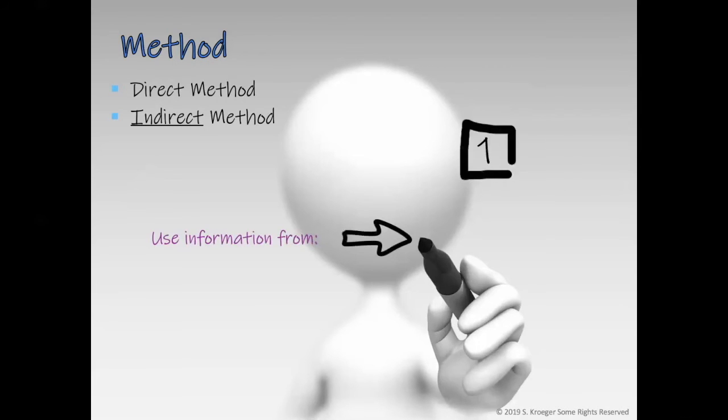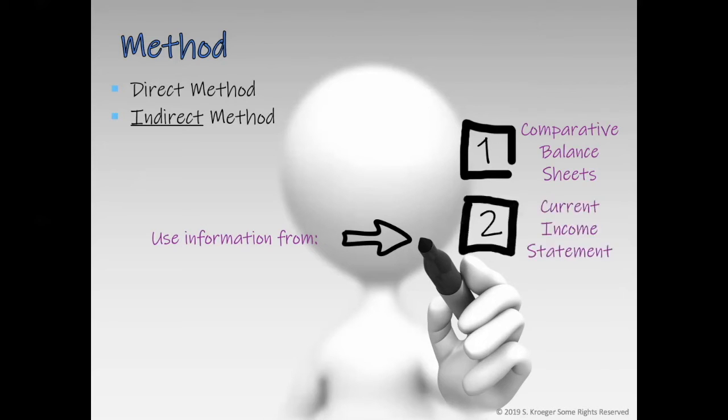Sources of information for preparing the statement of cash flows are the comparative balance sheets, which means we need more than 1 year's worth of information. We need to compare the most recent year with the prior year. We need the current income statement, and sometimes we need additional information. Additional information can help us differentiate between cash and non-cash activities.